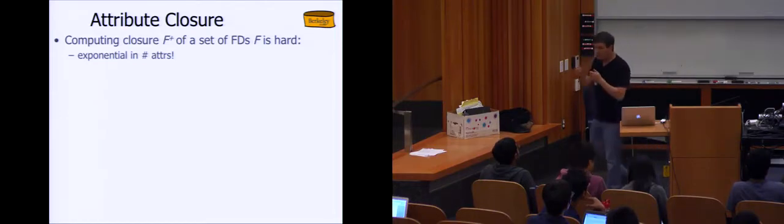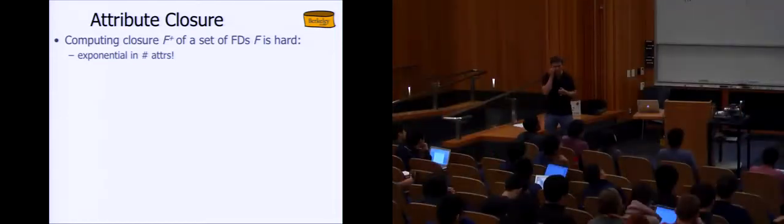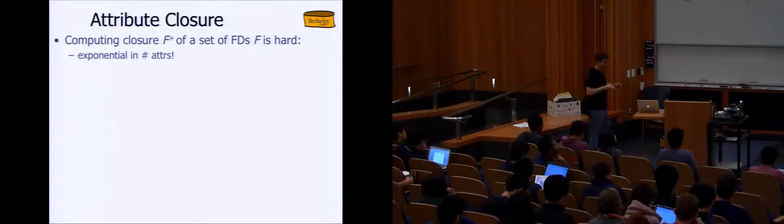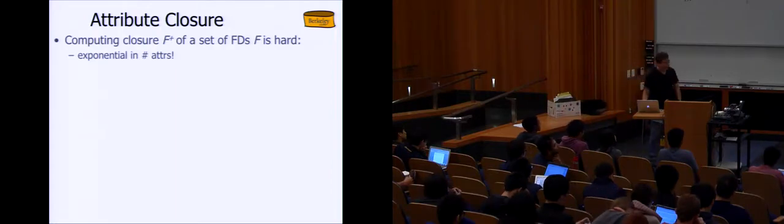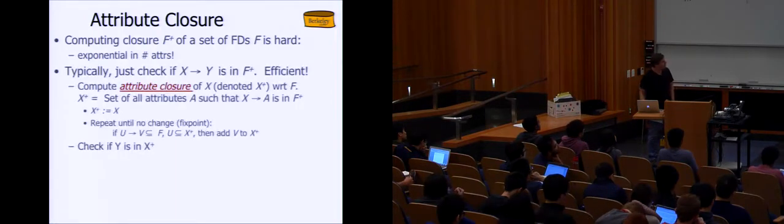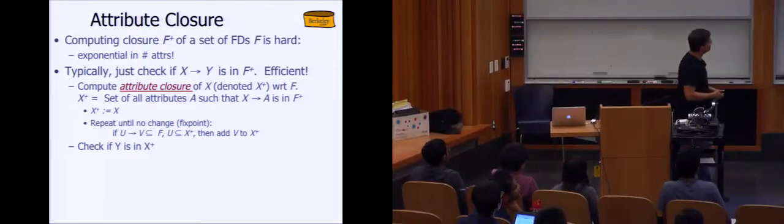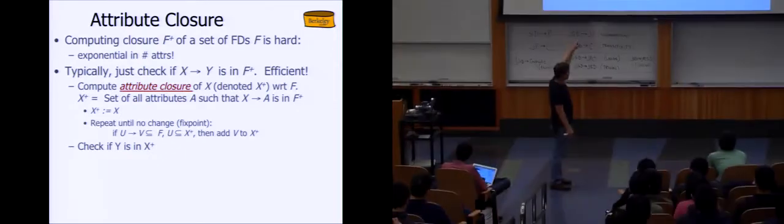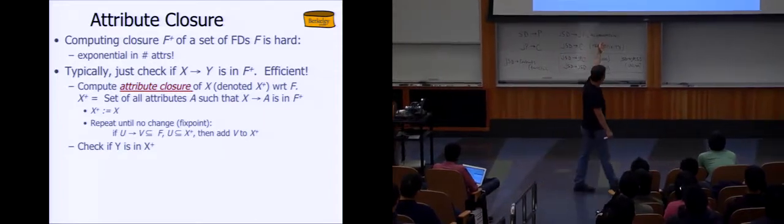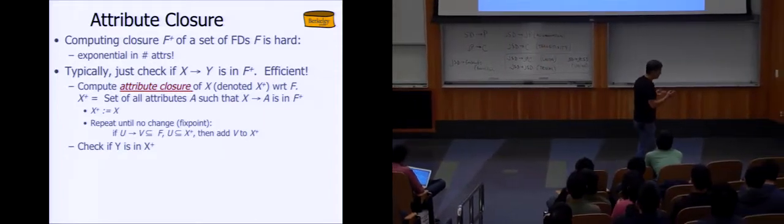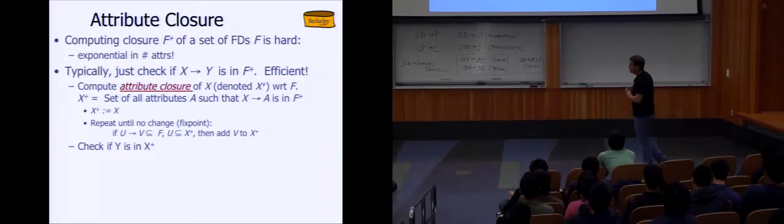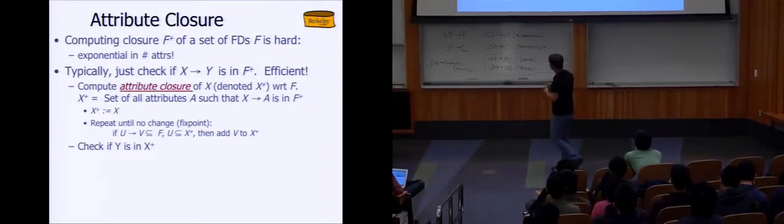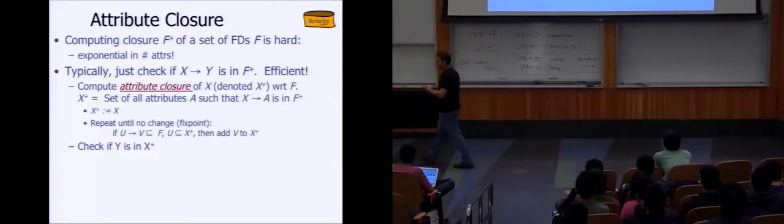All right? We're going to need closures along the way to do some of our decomposition rules. Happily, computing the closure of an individual attribute is going to be useful to us, because mostly we don't want the whole closure. We just want to know, is there some particular functional dependency in F plus? Is X determines Y in F plus for some X and some Y? And for this, it's going to be good enough to determine the attribute closure of X. What are all the things that X determines?